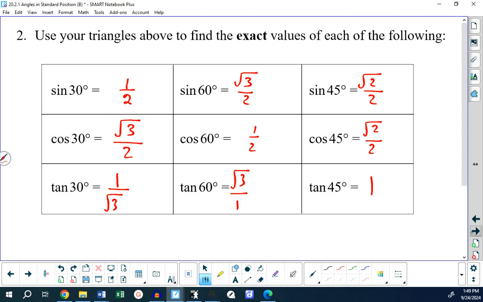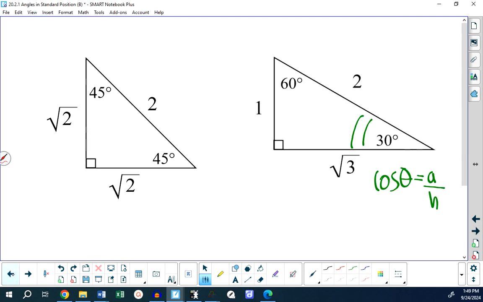And again, I'm not asking you to write down what I've written down. I'm asking you to look at the triangles. If you want to know what tangent of 30 degrees is, you look at this triangle that has 30 degrees in it, and you say tangent is opposite, which is 1, over adjacent, which is root 3. You need to know those primary trig ratios.